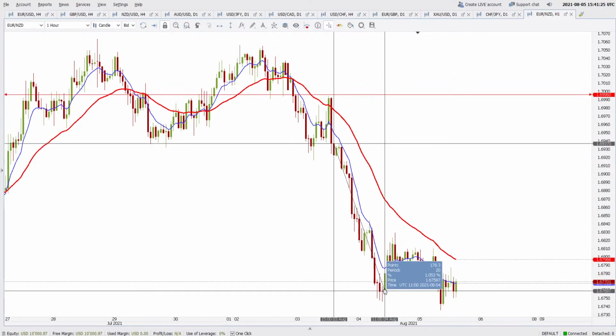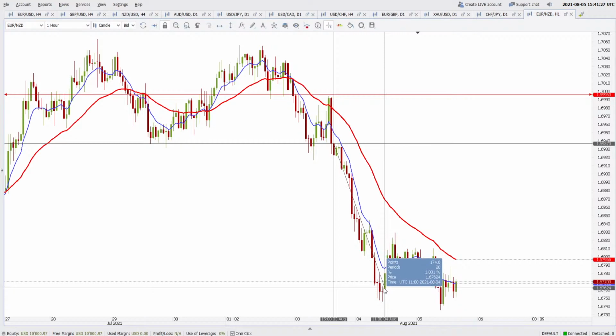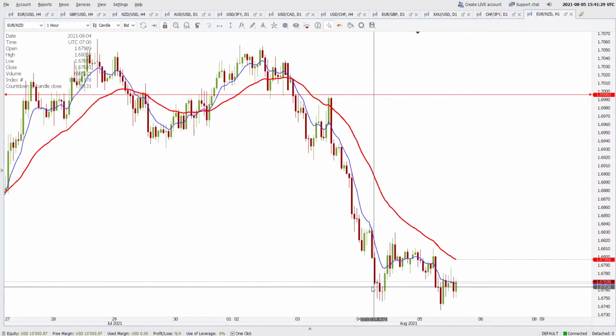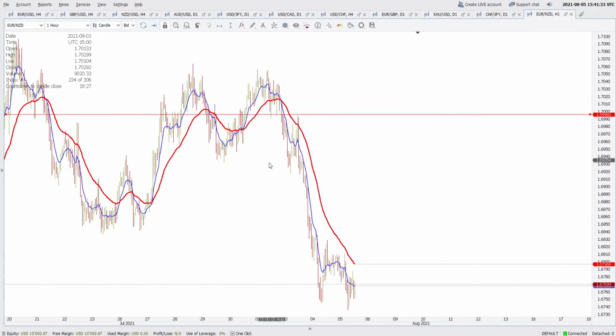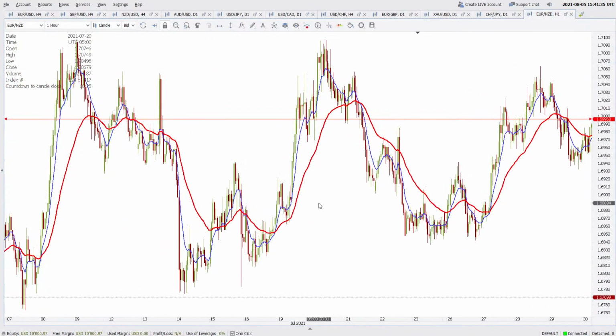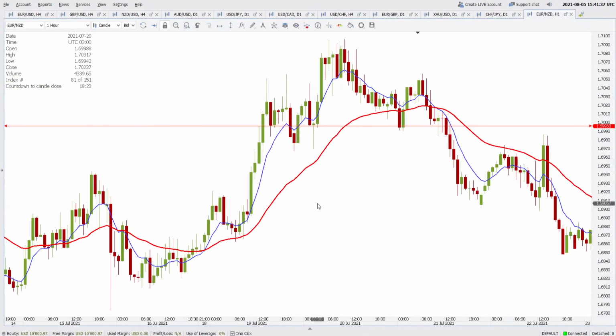So this will be your approximate target, 1.6762, which is already achieved. So this is how you have to do the scalping as per the strategy that I had mentioned earlier. Same happens in the buy.